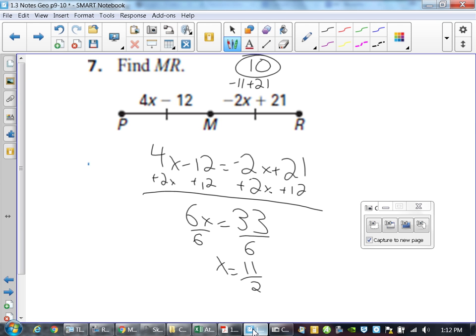Check the other side to make sure you didn't goof. If I double 5.5, what did you get? We got 11, didn't we? If I double that, what do you get? 22. So 4 times 5.5 is 22. What's 22 minus 12?